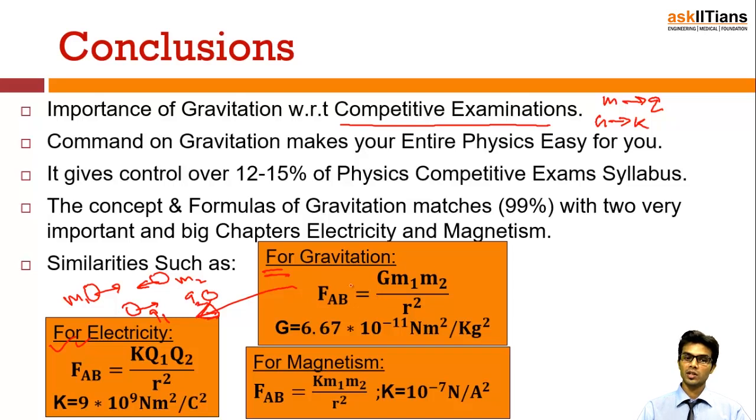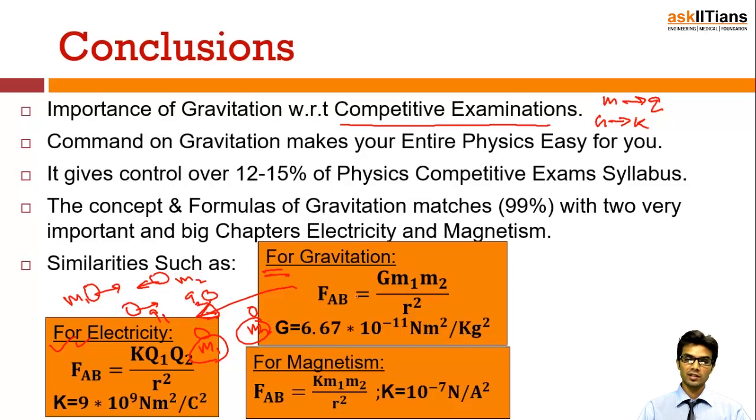If you have a great command of gravitation, you can just replace the masses by charges, and you can solve that question by the concept of gravitation, and that will be correct for electricity and also for magnetism. In case of magnetism, these m1 and m2 are the poles of the magnet. Okay, so that is the basic difference.